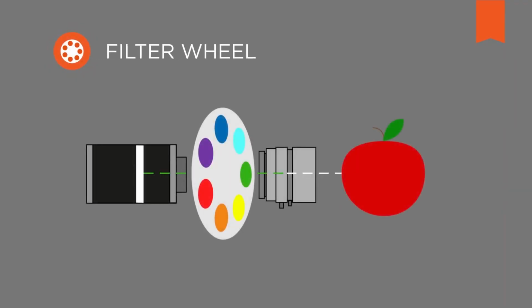Objects captured by filter wheel cameras are scanned sequentially, because the camera captures single wavelengths. For additional wavelengths, the filter wheel must be moved to the desired filter. This results in a reduced scanning speed, and therefore is not usable on moving targets.